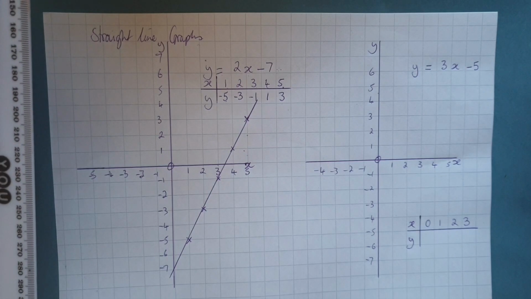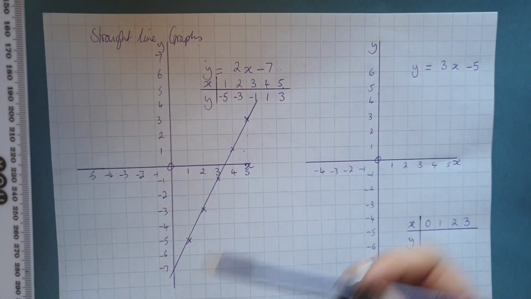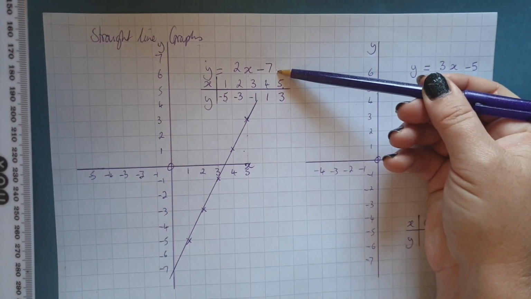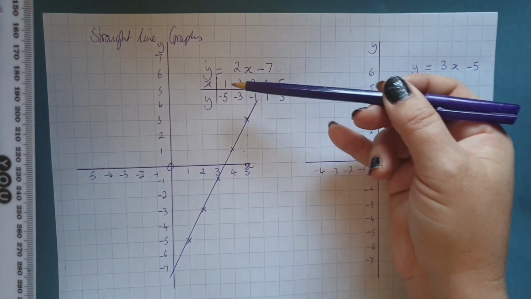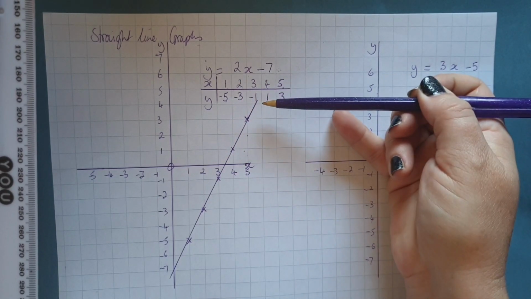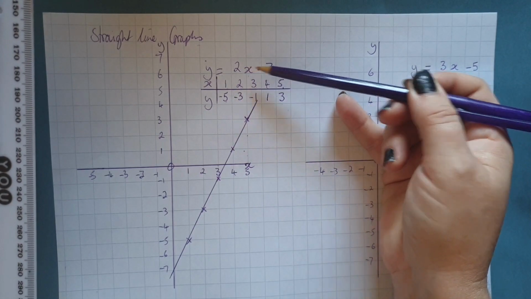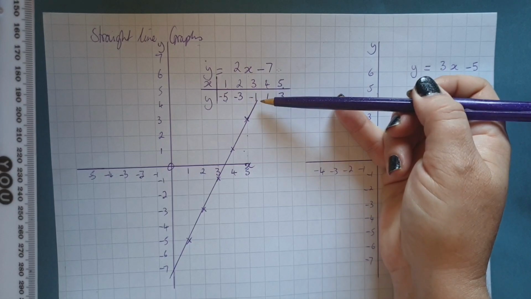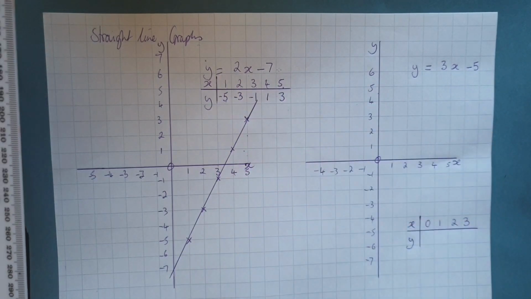Okay, so I'll run through that again. Got my coordinate grid drawn nicely. I'm told what the equation is that I'm drawing, and I've drawn out my table. I then will calculate each of the coordinates by substituting. 1 times 2 minus 7, 2 times 2 minus 7, 3 times 2 minus 7, etc. And then I'm plotting these points, finding the nice straight line.